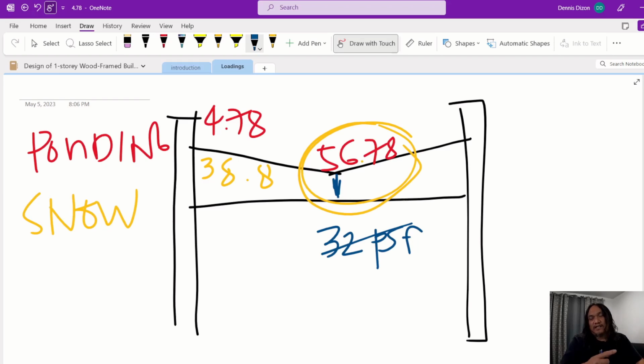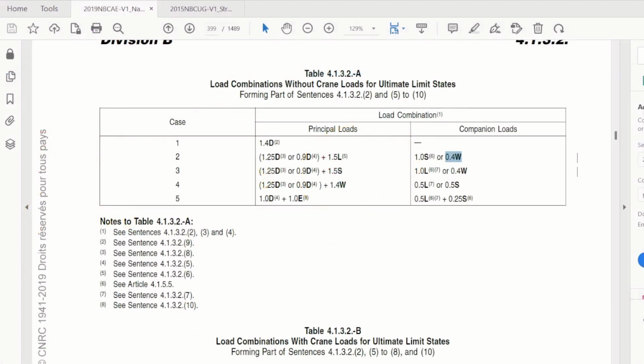And then another calculation, another load combination. Going back to the load combination from NBCC or Alberta Building Code, we have here 1.25 plus 1.5 live load and then 1.0 snow load. So we'll use that combination. Our companion load is 1.0.